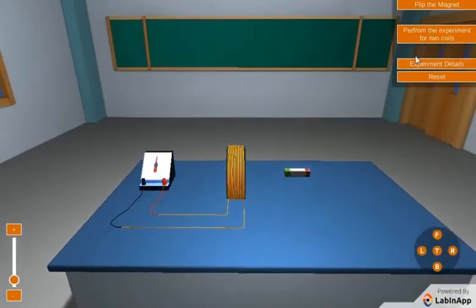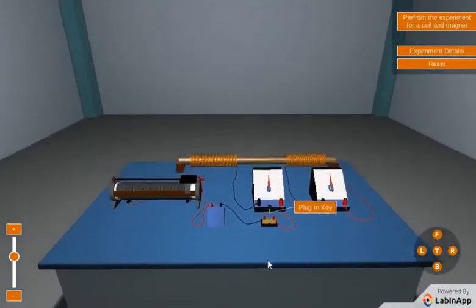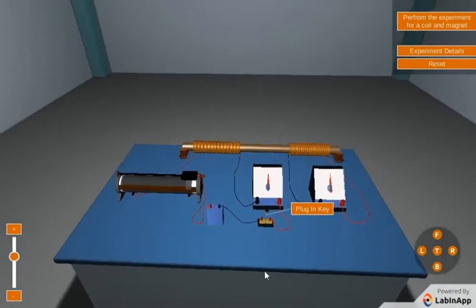Now click on Perform the experiment for two coils to observe existence of induced current in a coil due to a change in the current through another coil placed close to it. Connect a coil, coil 1, say of copper wire, with a source, a cell or a battery through a rheostat, an ammeter and a plug key as shown.